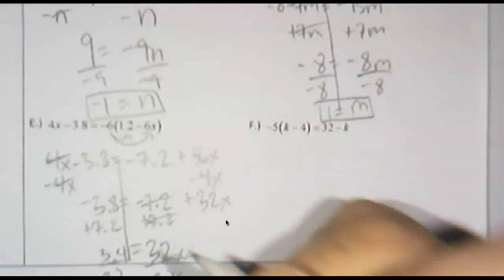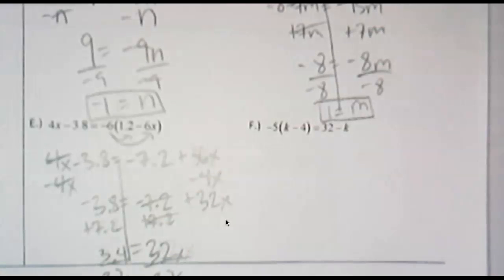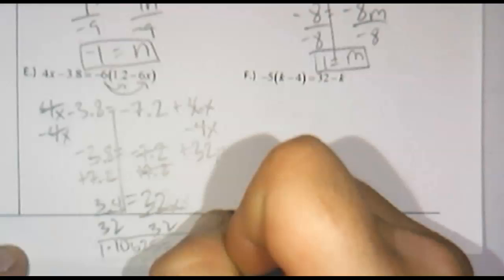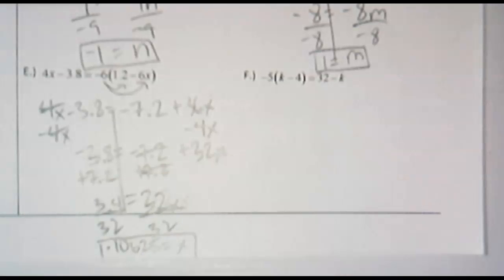And I just think a calculator here makes most sense. You could definitely make it into a fraction. So using my calculator, I got 0.10625 is equal to x. Another kind of gnarly one. Anyhow, this one doesn't look too bad.